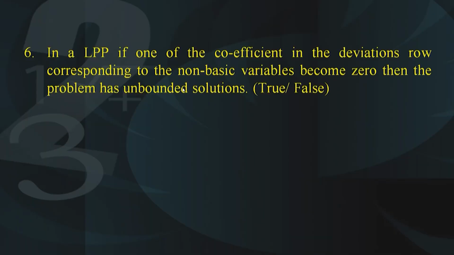Okay, the sixth question, in a LPP, if one of the coefficients in the deviation row corresponding to the non-basic variable becomes 0, then the problem has unbounded solution. The answer is either true or false.